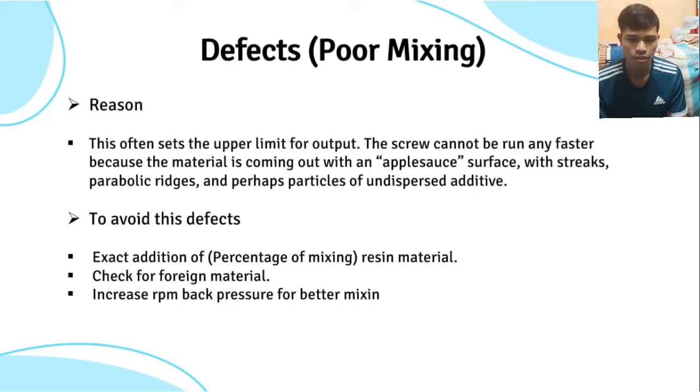This often sets the upper limit for output. The screw cannot be run any faster because the material is coming out with a rough surface, with parabolic ridges and perhaps particles of undispersed additive.